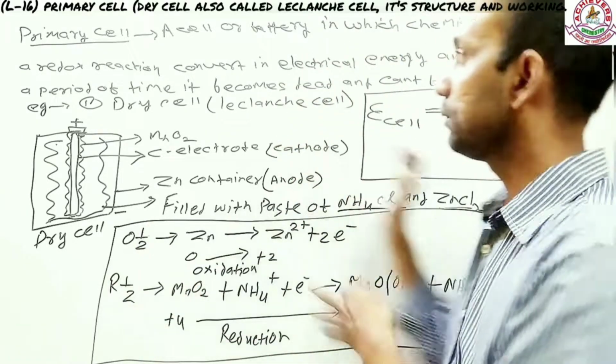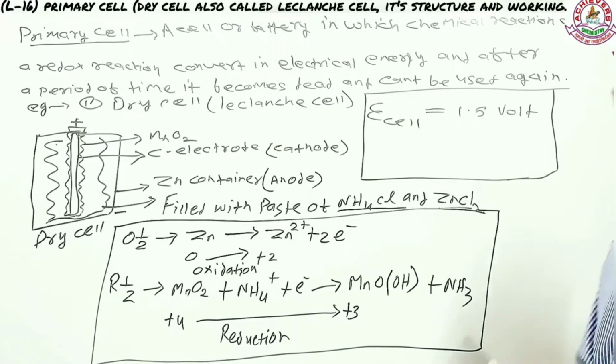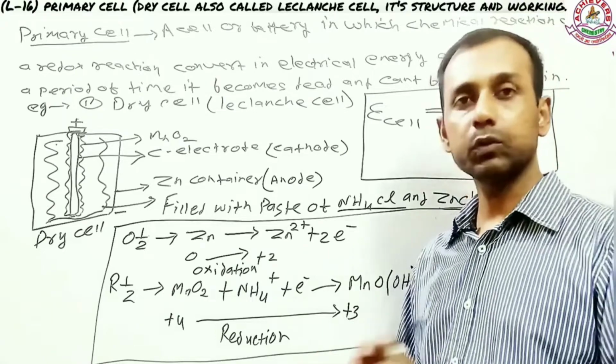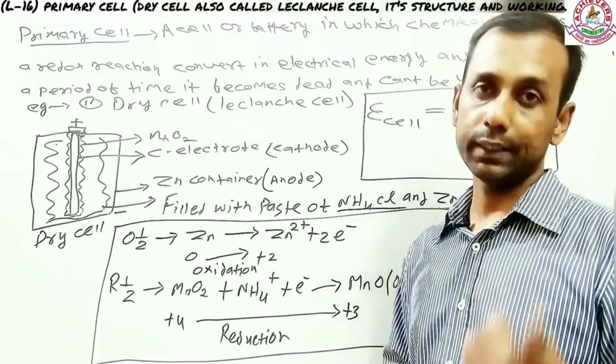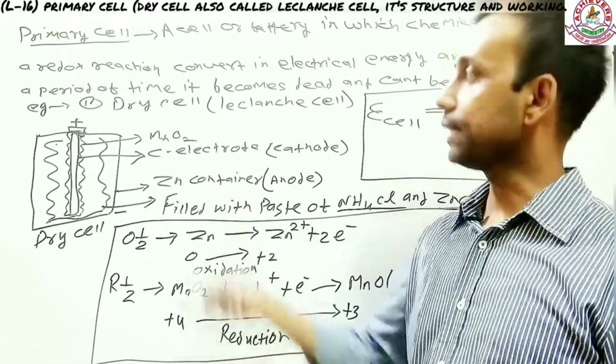Let me repeat back the thing. What is a primary cell? A cell or a battery where a chemical reaction takes place, and the chemical energy of the redox reaction converts into electrical energy. And once the reaction is over, it cannot be used again. It is dead. So you have to throw it away. There are two examples of primary cell. One is called the dry cell, and the other one is called the button cell. I'm coming to that.